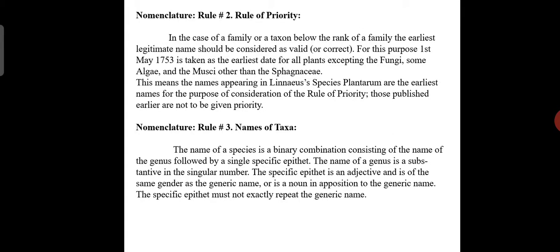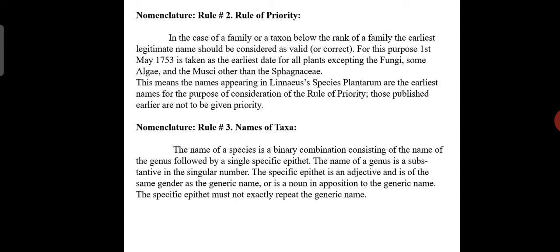The second nomenclature rule is the rule of priority. In the case of a family or a taxon below the rank of a family, the earliest legitimate name should be considered as valid or correct. For this purpose, 1st May 1753 is taken as the earliest date for all plants, excepting the fungi, some algae and the mosses other than the Sphagnaceae.